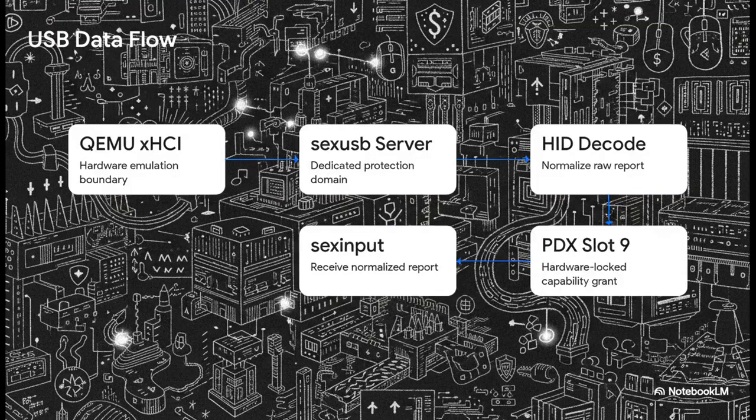Moving on to Section 2, let's look at the proven XHCI data path we just locked in. The pipeline we validated flows immutably right across our MPK boundaries. It kicks off at the QEMU XHCI hardware emulation, pushes up to our dedicated SexFA server, which, remember, is operating in its own isolated protection domain. Then, SexFA handles the device enumeration, pulls the descriptors, and does the HID decode. From there, it routes that normalized report over PDX capabilities specifically on slot 9 and terminates cleanly at sexinput.